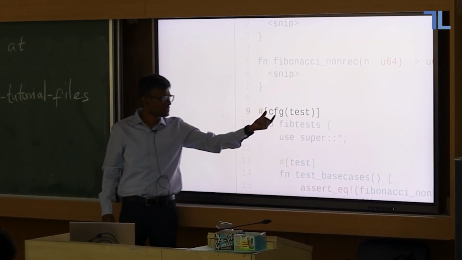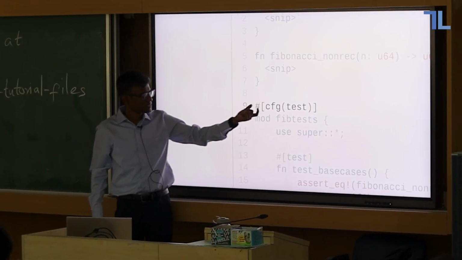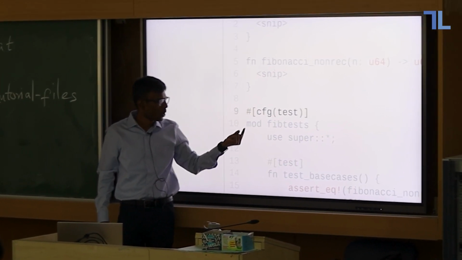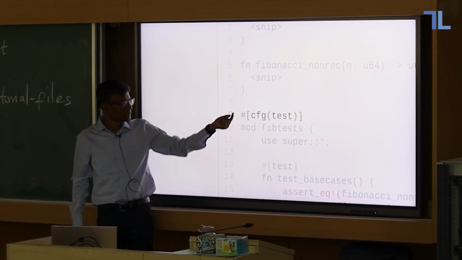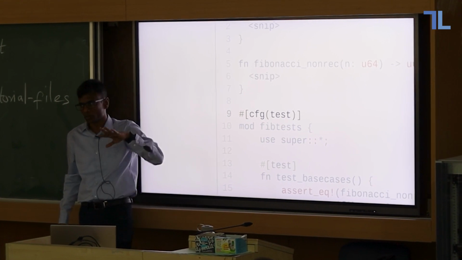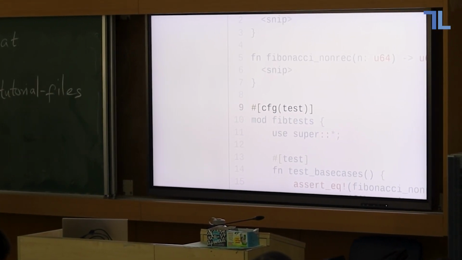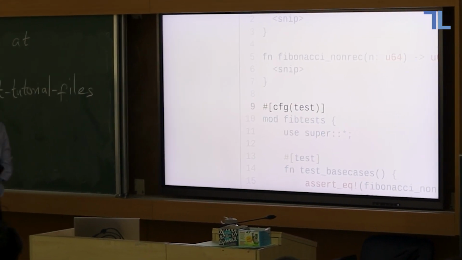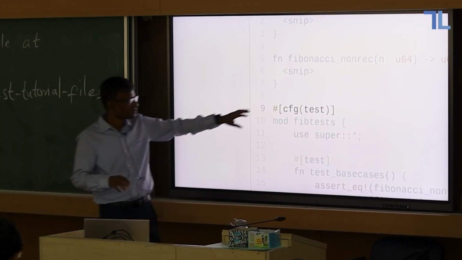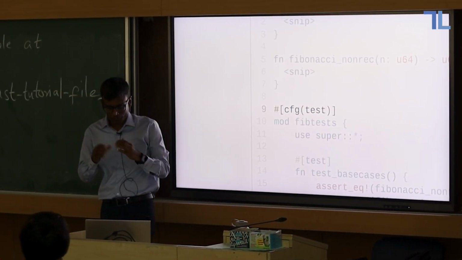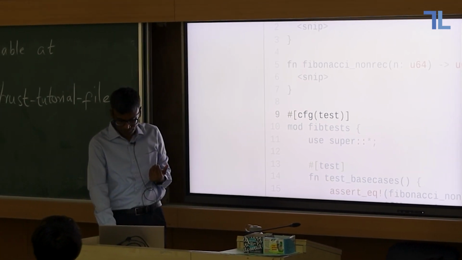cfg is short for configuration. It's just saying, please configure the following code as test code, so don't include it in your binary. In case I'm going to ship a binary, I will not include test code in it. So this configuration attribute tells the compiler that what follows is test code.